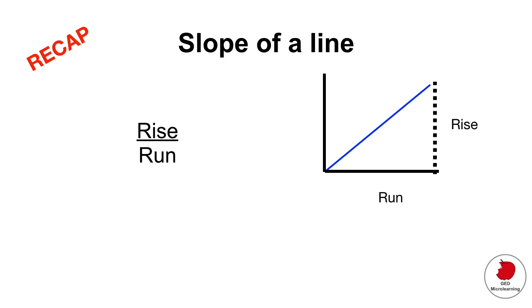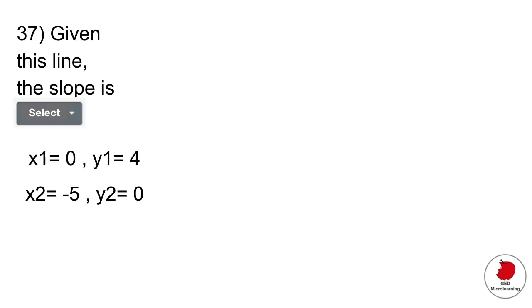Okay, so the amount that a line moves vertically divided by the amount that it moves horizontally. And mathematically, it's calculated using these values. Okay, which we already found, right? So if you remember, if we go back to these ordered pairs that you just found, we said that x1 was equal to 0, y1 was equal to 4, and then x2 was equal to minus 5, and y2 was equal to 0.